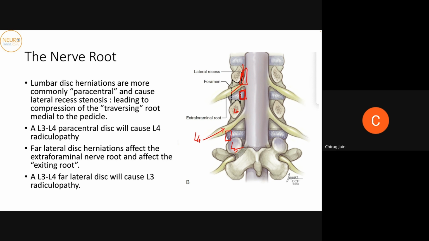On the other hand, if you have a disc herniation happening here, the nerve root coming immediately medial to the medial side of the pedicle is the nerve root which is going to exit inferiorly. That is the L5 nerve root. So for the same level of disc herniation, L4-L5, if it's far lateral, it affects the exiting nerve root. If it's paracentral, it affects the traversing nerve root. The traversing nerve root is the lower nerve root. So at an L4-L5 disc herniation, the most commonly affected nerve root will be L5, because the most common type of disc herniation is paracentral. Far lateral disc herniations are quite rare.